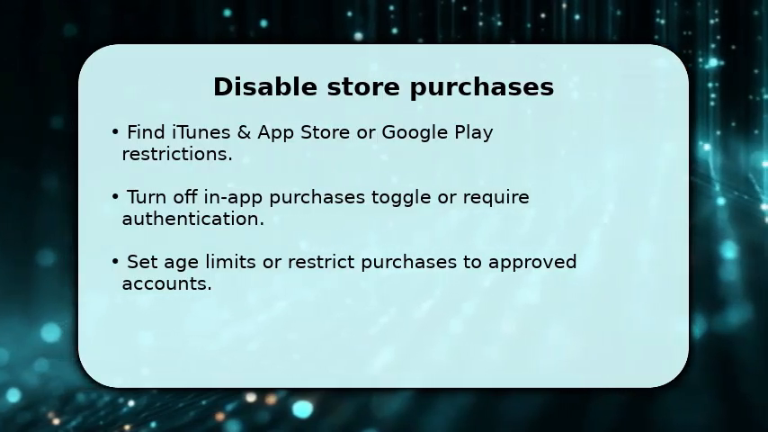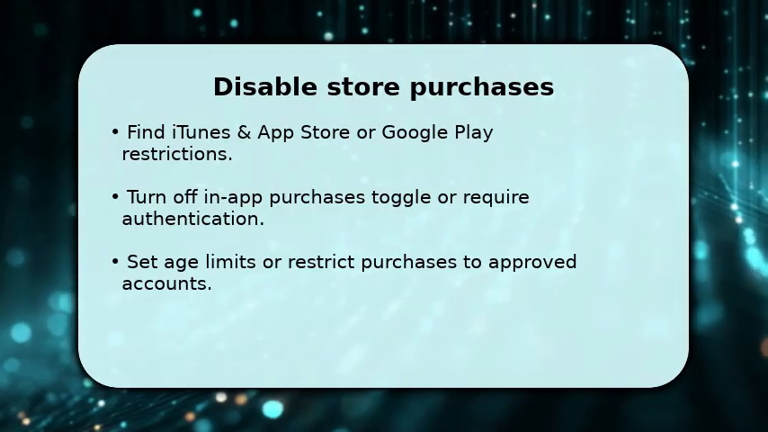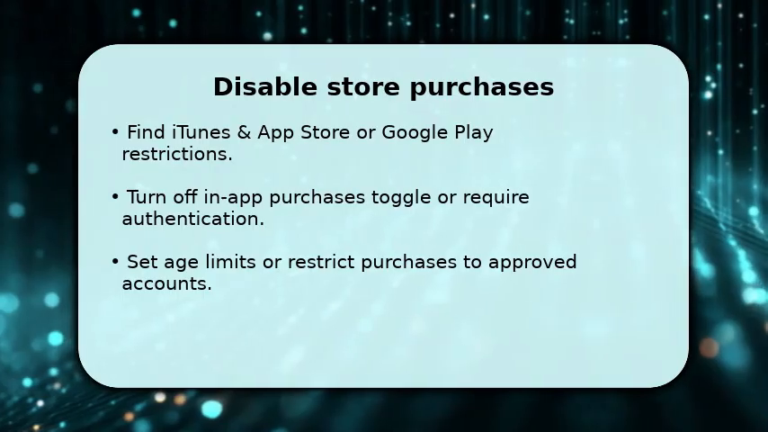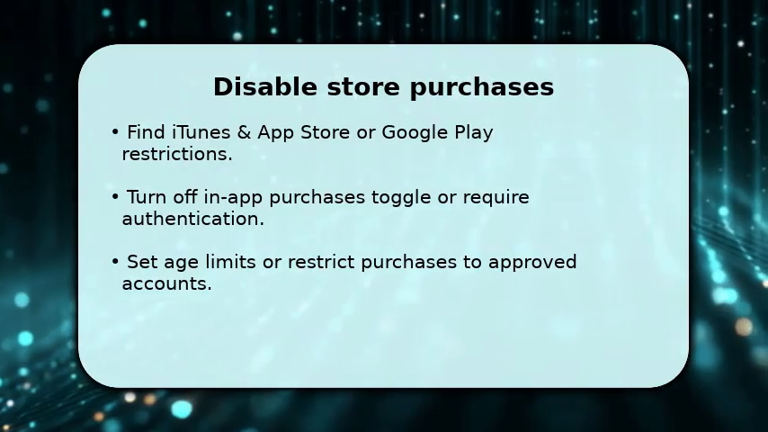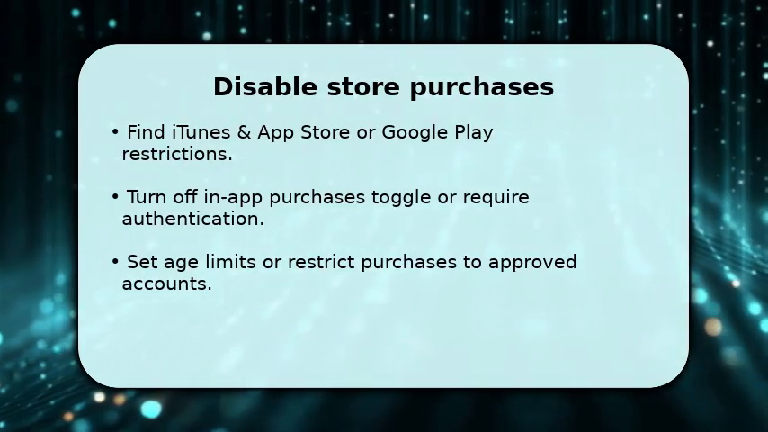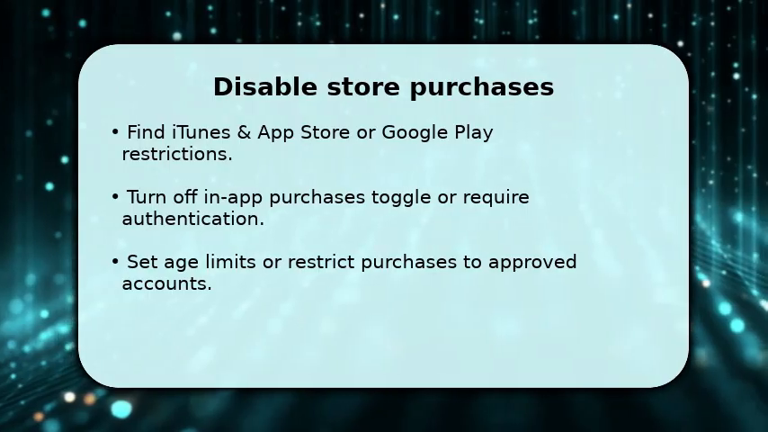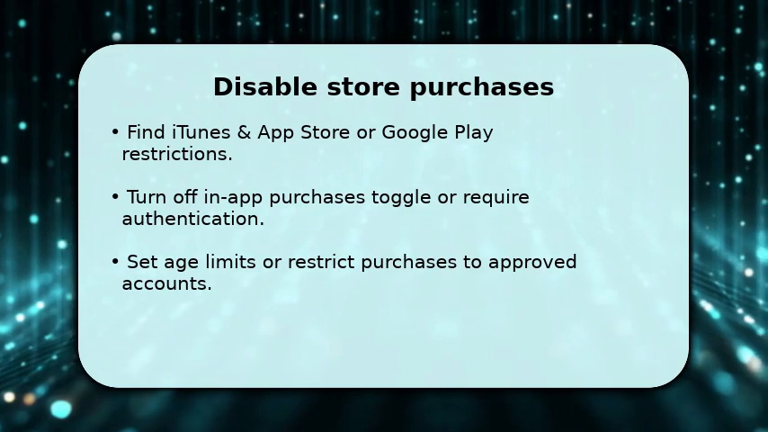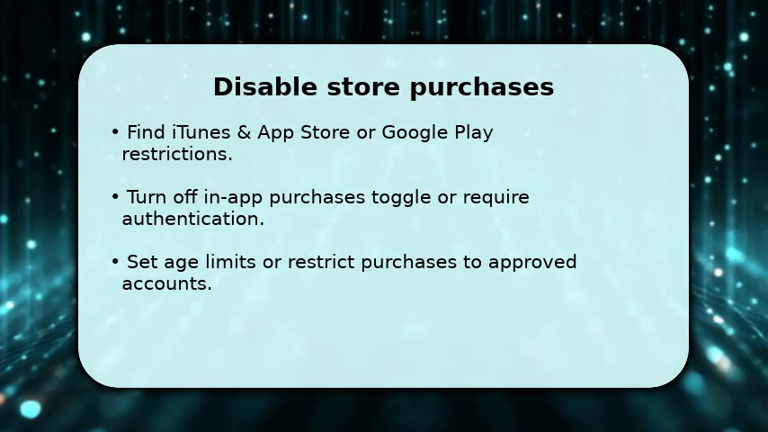Turn the in-app purchases toggle to off, or require authentication for every purchase, so nothing goes through without your approval. Once done, set age or content limits if available to block future downloads that contain buys. This layered approach stops both direct buys and hidden microtransactions by enforcing an approval.